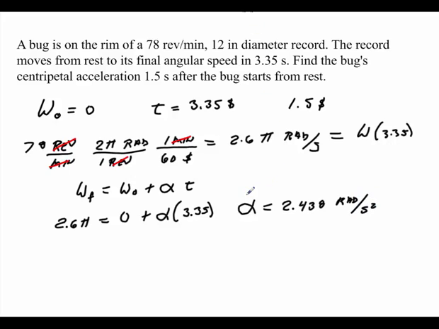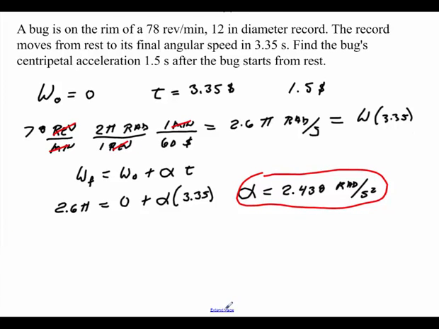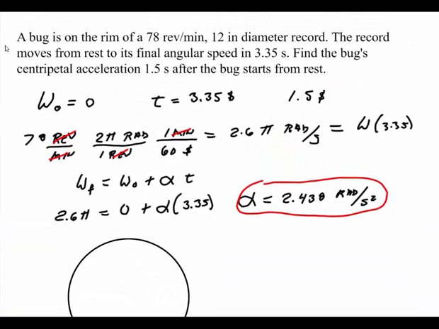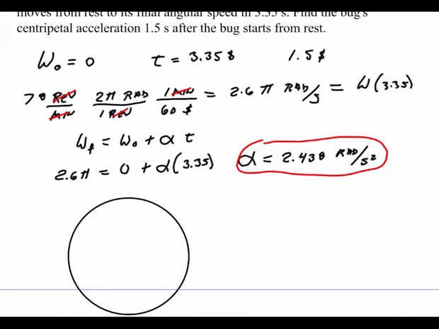So now we have this value. What we need to do now is find out, and I'm going to draw a picture of what's taking place here. Let's draw just an arc, a circle, and see where the bug is located. The bug is on the rim, so I have a bug sitting out here, in blue. We need to find out what the bug's tangential velocity is going to be. If we know the tangential velocity, then we can find out the acceleration back into the center.